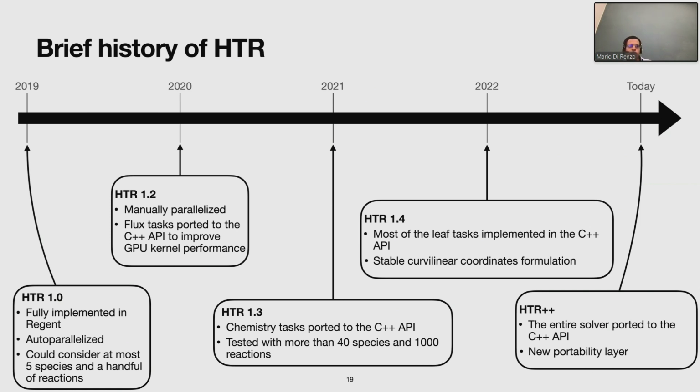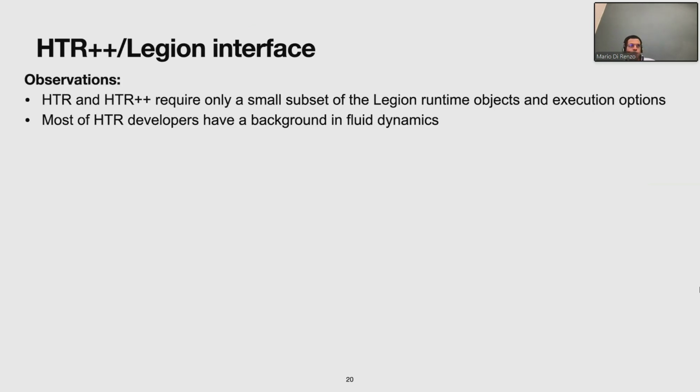And what I'm going to do in the next few minutes is give you a description of some of the solutions that we are using to make this porting. The first thing I want to discuss is what we call the Legion interface. This is a module of HTR++ that starts from two observations. The first one is that HTR, and particularly HTR++, only requires a small subset of Legion runtime objects and execution options.